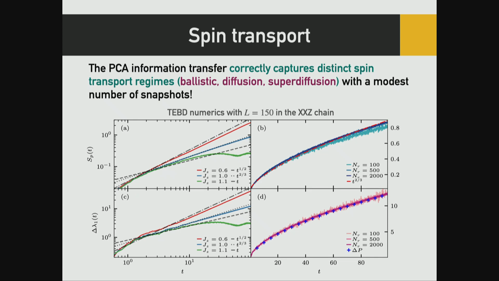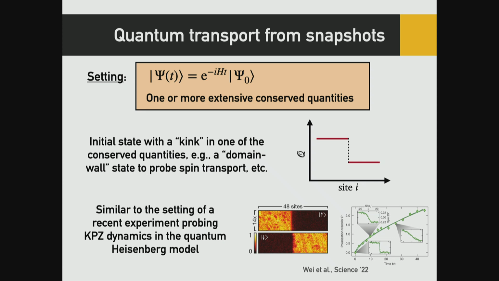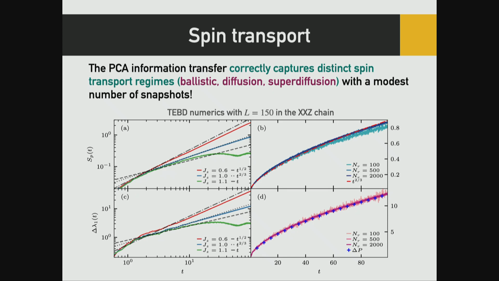On the lower row, we plot a different quantity, which is essentially the difference of the largest eigenvalue when you do this PCA analysis on the left half of the system versus on the right half of the system. So this was motivated by the physical quantity that was analyzed in this experiment, this polarization transfer. And what we see is that, again, this is governed by the same kind of dynamical exponents. And in fact, if you plot it together with the polarization transfer, it's basically on top of it.